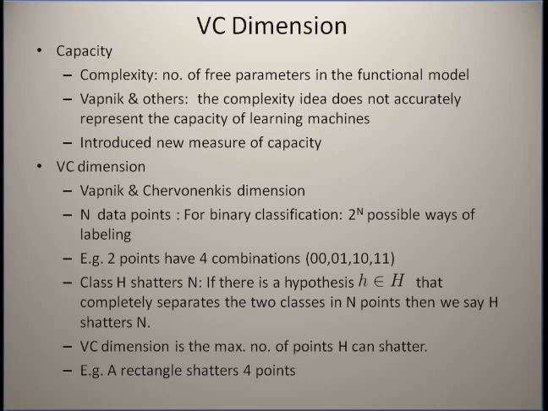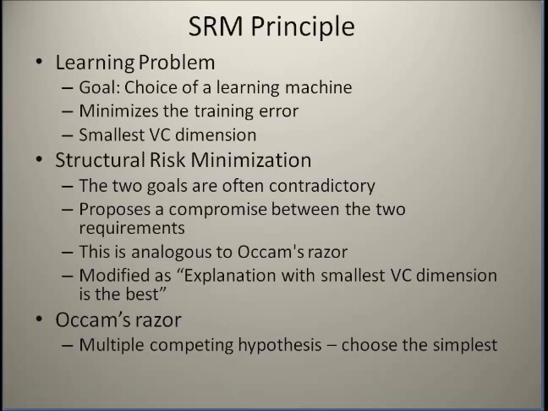that a rectangle with its sides parallel to the axes, for example, if there are only 2 features, that is, if a rectangle has its sides parallel to the axes, then we can say that it can shatter only 4 points. That is, its VC dimension is 4. Now let us look at the main ideas of the structural risk minimization principle.